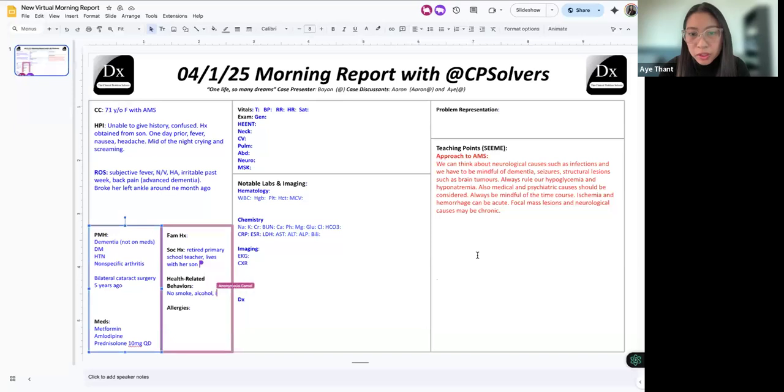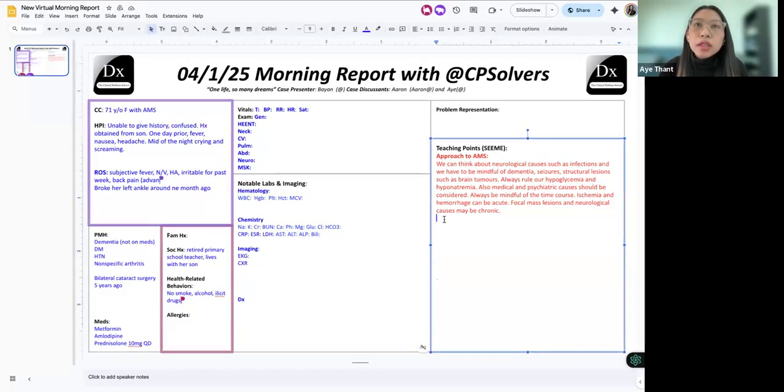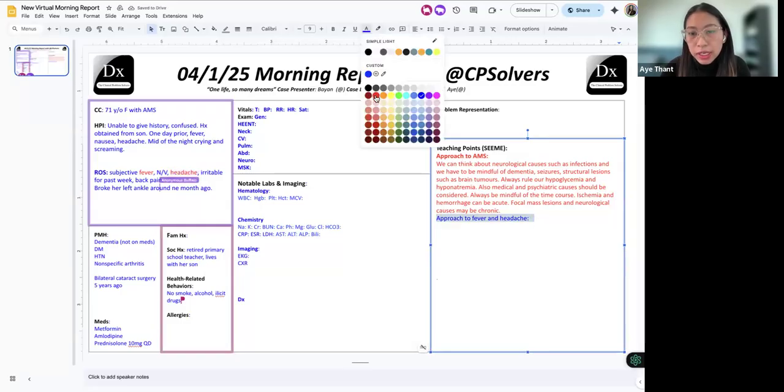Yeah, for someone presenting with altered mental status and fever and headache, common things are common, and we have to think of the most important differential, which is an infectious cause, like encephalitis or meningitis. She also has underlying dementia, so that could also be a worsening of any neurodegenerative cause of that dementia.